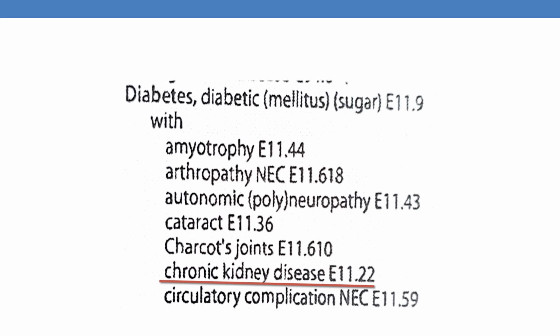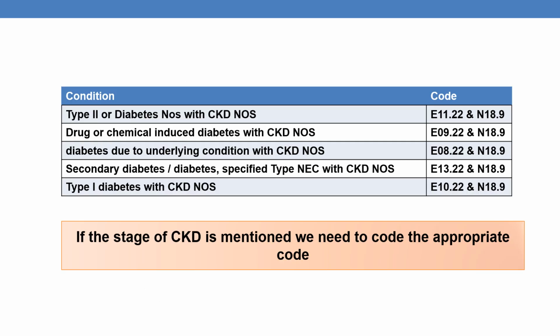The code is E11.22. E11.22 is the code for unspecified diabetes with chronic kidney disease or type 2 diabetes. For both cases, the code is E11.22. For type 2 or diabetes NOS with CKD NOS, there must be two codes, E11.22 to indicate type 2 diabetes and N18.9 to indicate unspecified CKD.